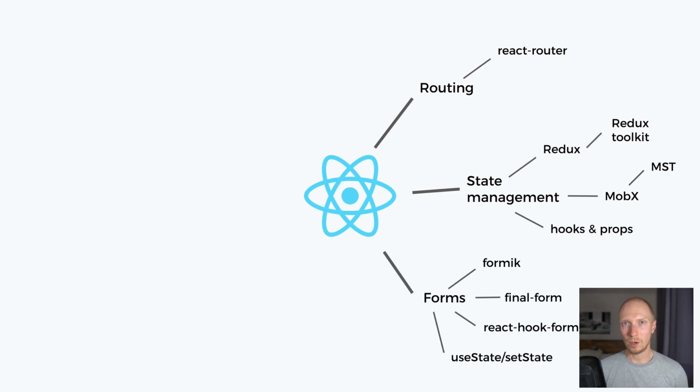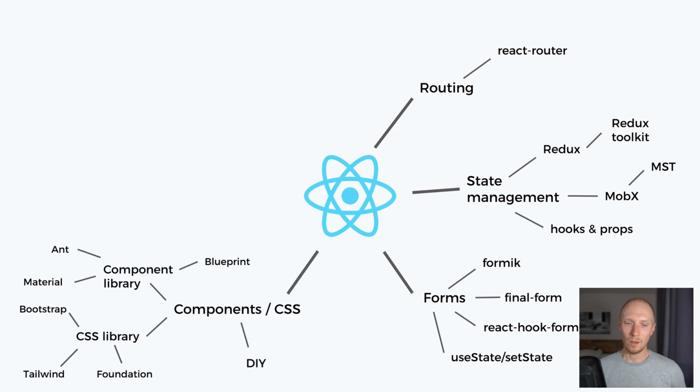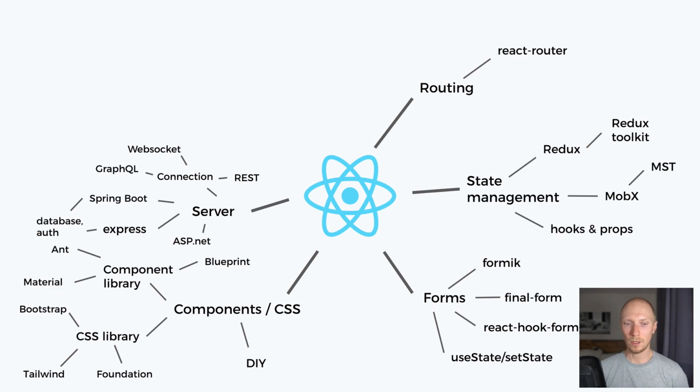If you have a lot of forms in your application, using state and hooks might not be a very convenient option for you. So you might want to look into some form libraries that are out there to make that job easier for you. Then the look and feel of the application. So what do you do with components and CSS? Do you build your own components and style them? Do you use a CSS library, say Tailwind or something like that? Or do you use a component library like Material or Ant, something like that? So you, again, do a couple of choices, decide what you need for your application.